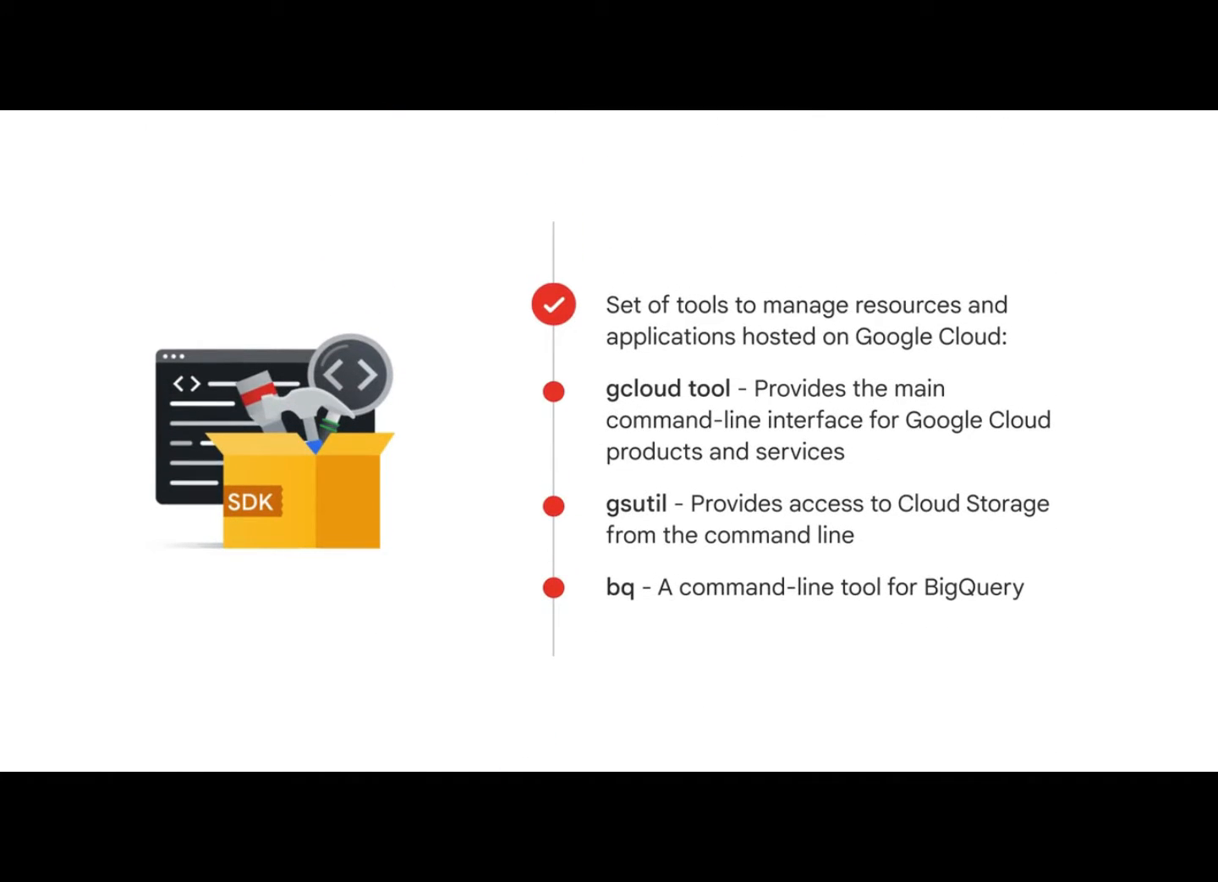The Cloud SDK is a set of tools that you can use to manage resources and applications hosted on Google Cloud. These include the gcloud tool, which provides the main command line interface for Google Cloud products and services, gsutil, which lets you access Cloud Storage from the command line, and bq, a command line tool for BigQuery. When installed, all of the tools within the Cloud SDK are located under the bin directory.